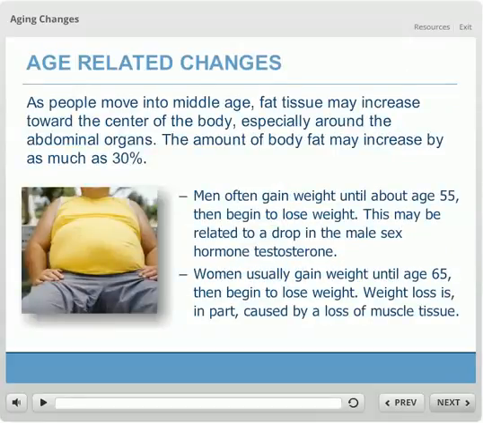As people move into middle age, fat tissue may increase toward the center of the body, especially around the abdominal organs. The amount of body fat may increase by as much as 30%. Men often gain weight until about age 55, then begin to lose weight. This may be related to a drop in the male sex hormone, testosterone. Women usually gain weight until age 65, then begin to lose weight. Weight loss is, in part, caused by a loss of muscle tissue.